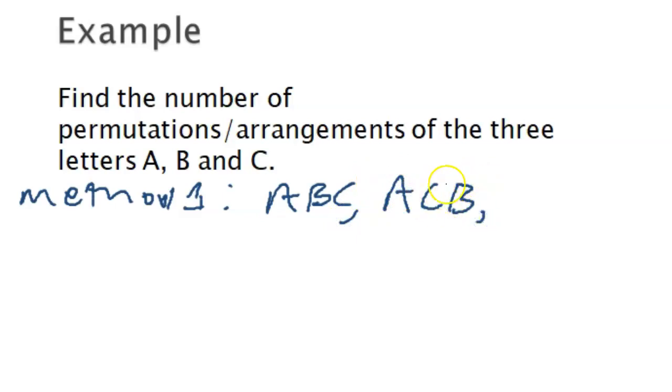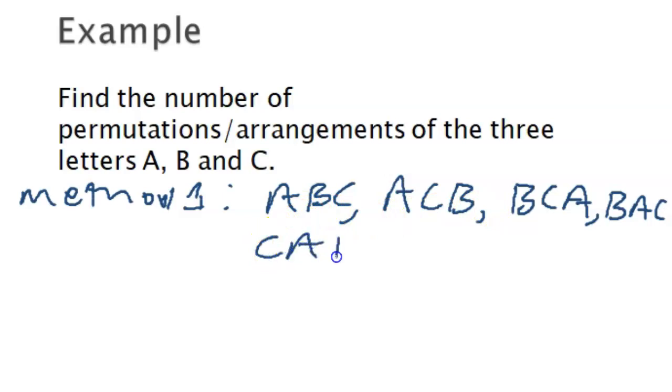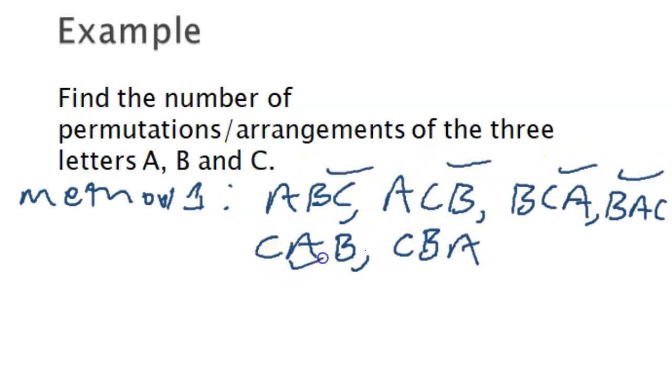We can begin the arrangement with a B. So we have BCA and BAC. Or we could begin the arrangement with a C. So CAB, or we could have CBA. So that's 1, 2, 3, 4, 5, 6 permutations or arrangements.